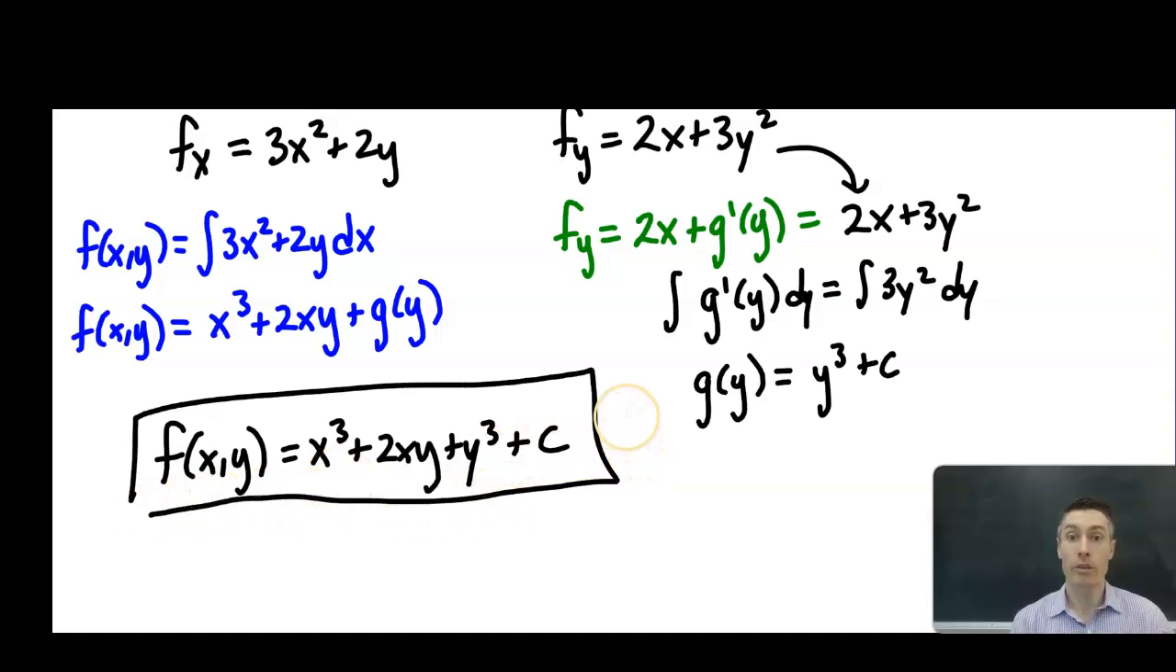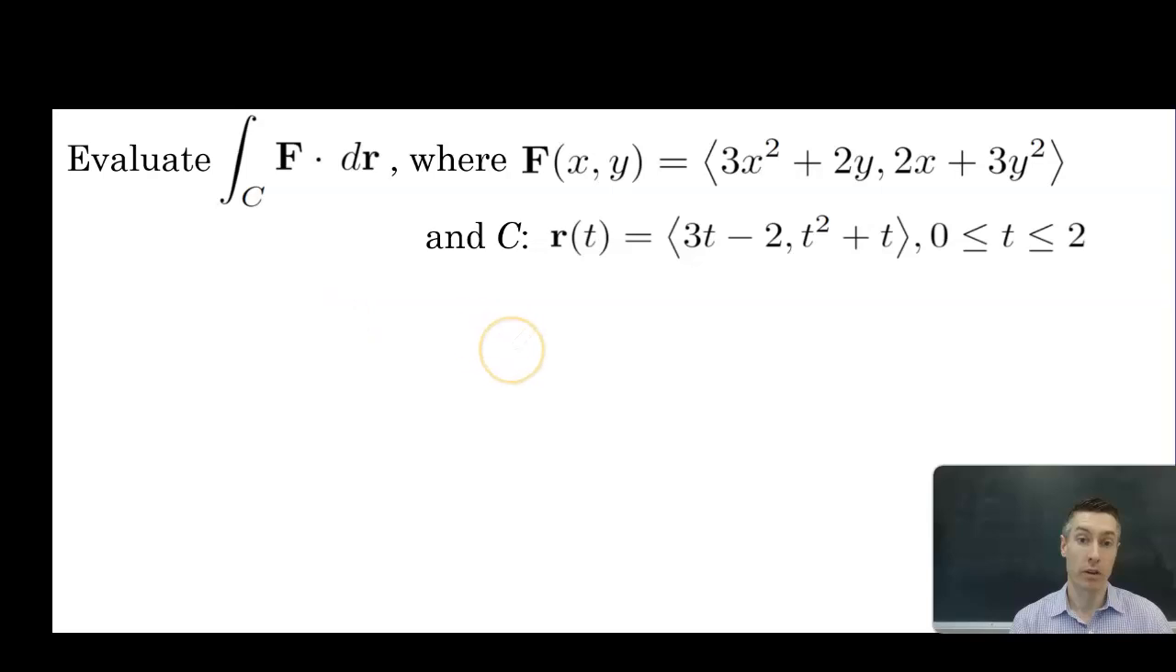So how does that help us? Let's look at an example with that same vector field. Evaluate the integral along the curve c of F dot dr. Same vector field, and c is the curve defined by r of t, which is 3t minus 2, t squared plus t, where t is bound from 0 to 2.